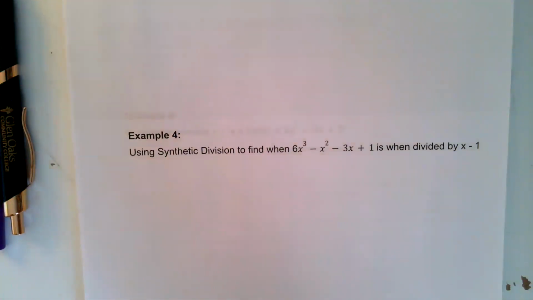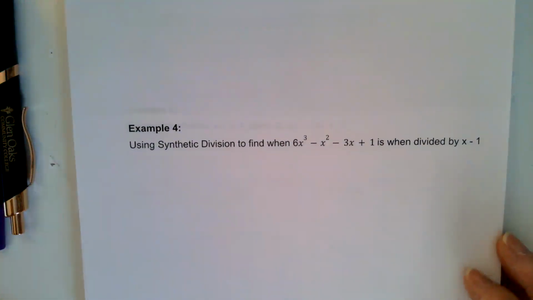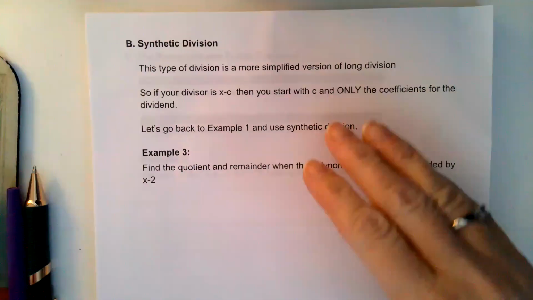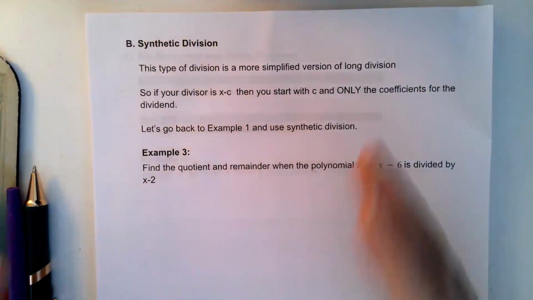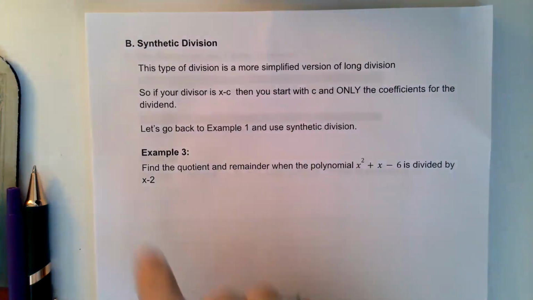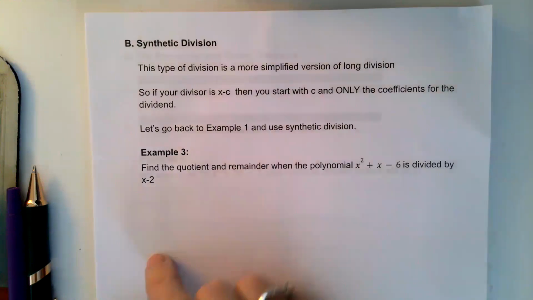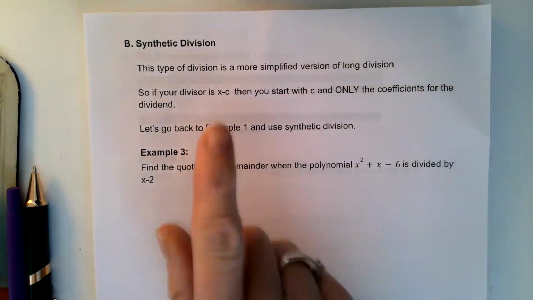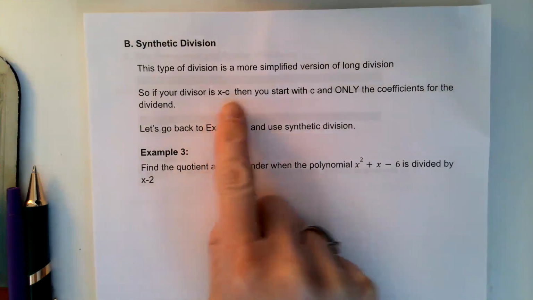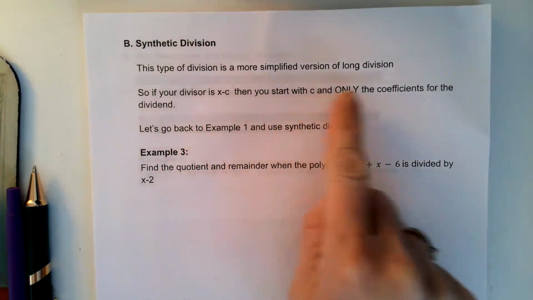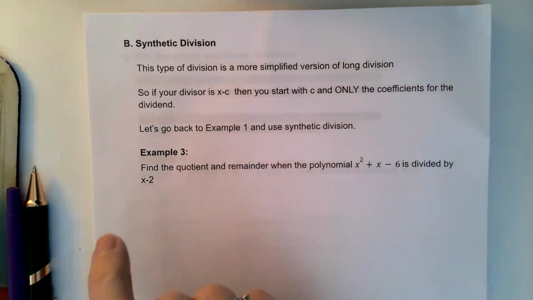Sometimes you will have a remainder if it doesn't divide evenly. That's very possible. There is another method called synthetic division, which actually makes this whole division thing more efficient. This type of division is more simplified versus the long version. So if your divisor, what you're dividing by, is x minus c, then you start with just c and only the coefficients for the dividend.